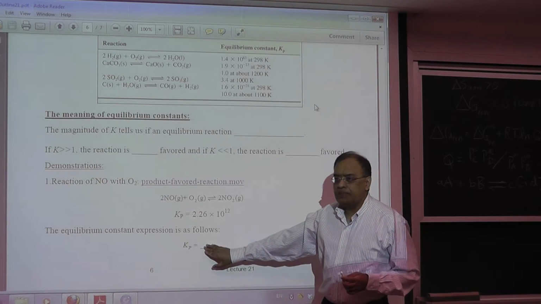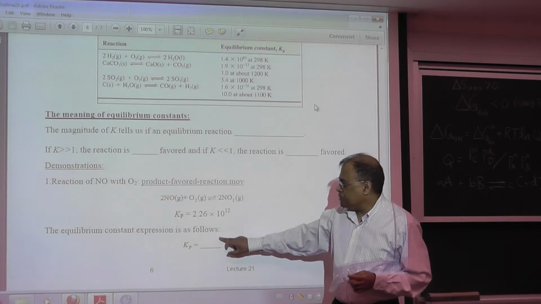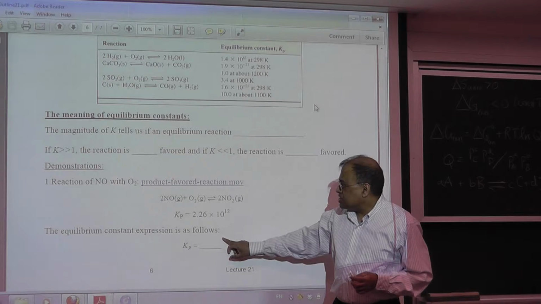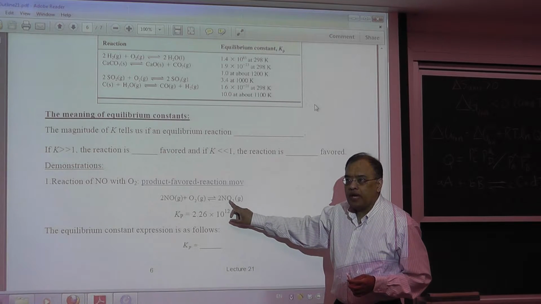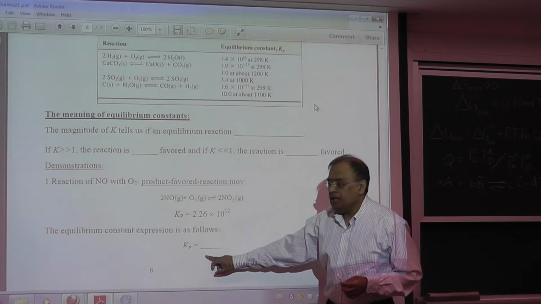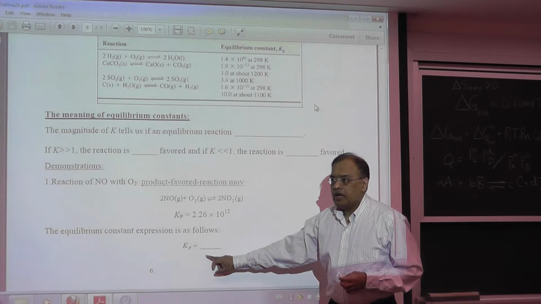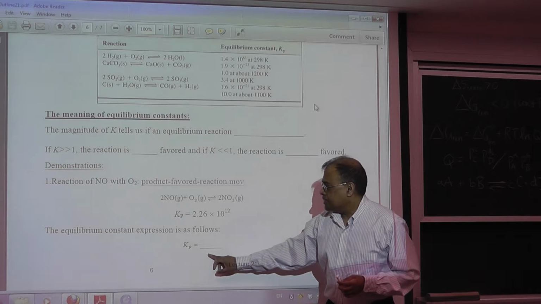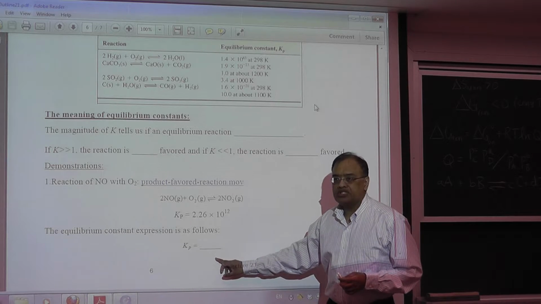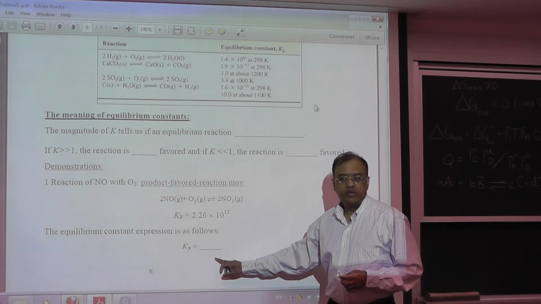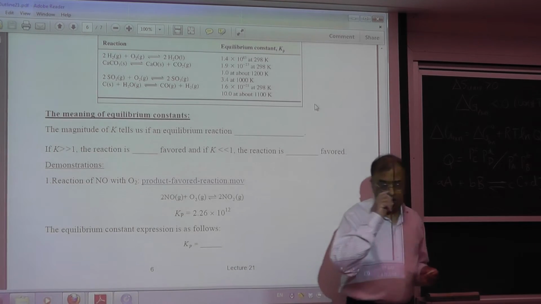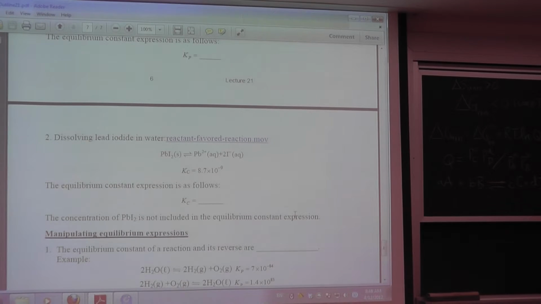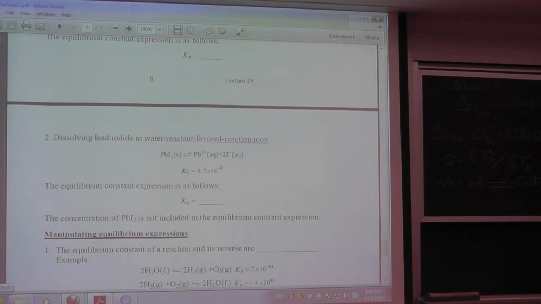So how would you write the K sub P for this reaction? What's going to be in the numerator? The partial pressure of NO2 squared divided by the partial pressure of nitrogen monoxide squared multiplied by the partial pressure of oxygen. You should be able to write the equilibrium constant expression for any reaction. Let's look at a reactant favored reaction.